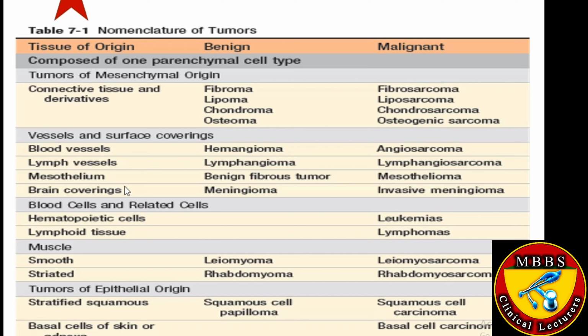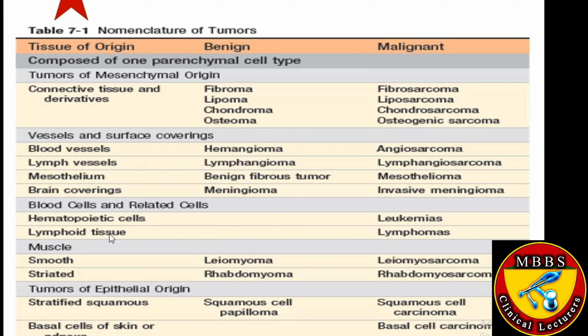The tumors of mesenchymal origin, as I have already explained: fibroma, lipoma, chondroma, osteoma, and their malignant counterparts in the same manner. Blood vessels, hemangioma, angiosarcoma. Lymph vessels, lymphangioma, lymphangiosarcoma. Mesothelium, benign fibrous tumor, mesothelioma. Brain coverings, meningioma, invasive meningioma. Blood cells and related cells, if they are coming from a hematopoietic cell, there is only a malignant tumor, and it is known as leukemia.